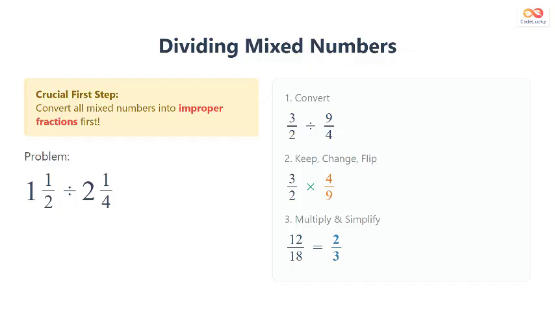What if you have mixed numbers, like 1 and 1/2 divided by 2 and 1/4? You must convert them into improper fractions first. 1 and 1/2 becomes 3/2. 2 and 1/4 becomes 9/4. Once converted, you apply the keep, change, flip rule just like before.